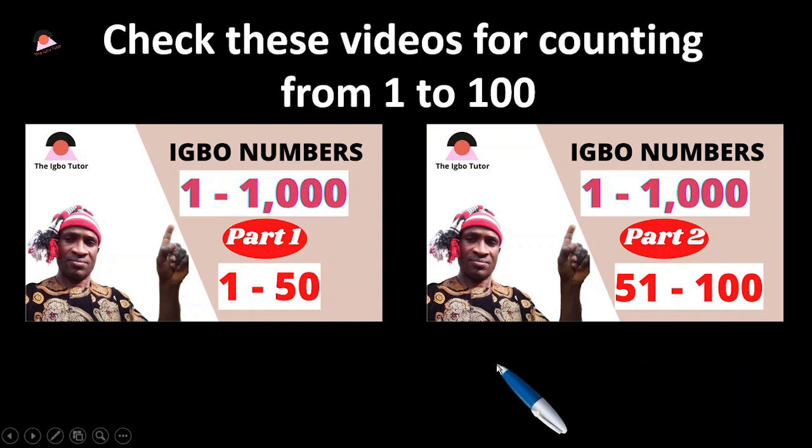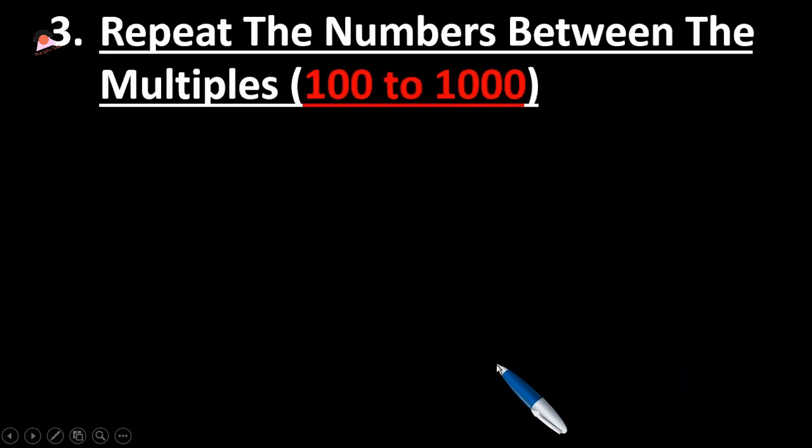pattern we explained here. So let's move on here to repeat these numbers between the multiples of 100 down to 1,000. But first, let's look at the multiples of 100 again.